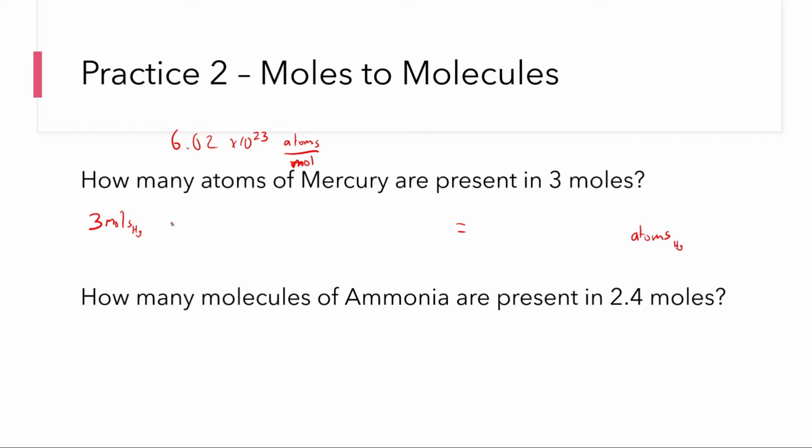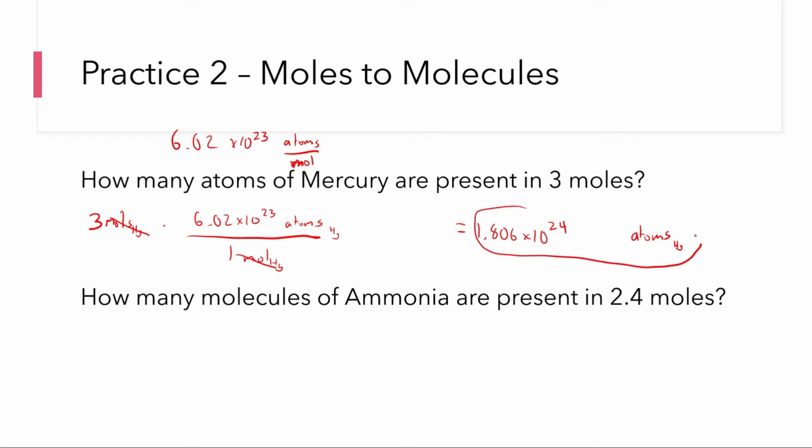Okay, and in order to do this, all we have to do is multiply by Avogadro's number, 6.02 times 10 to the 23rd atoms per 1 mole, and these are all of mercury. And our moles will cancel, so all we're left to do is 3 times 6.02 times 10 to the 23rd, which is 1.806 times 10 to the 24th atoms of mercury.